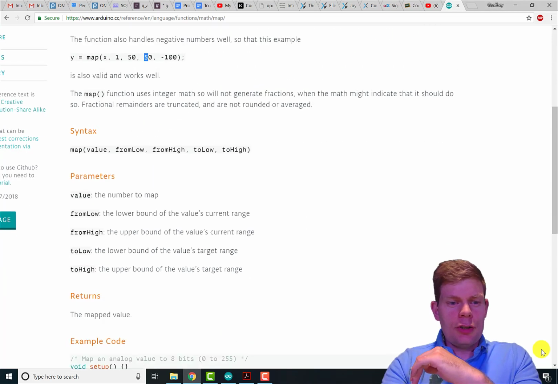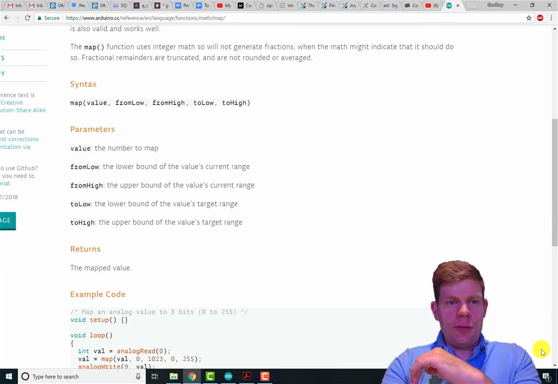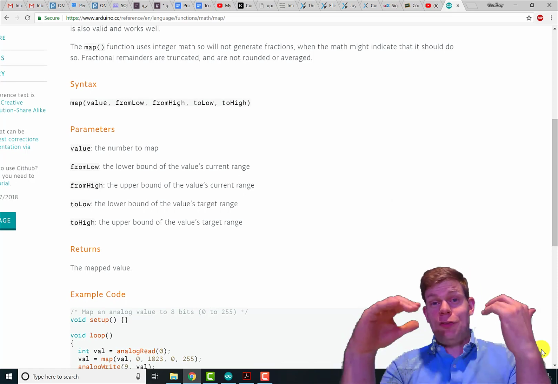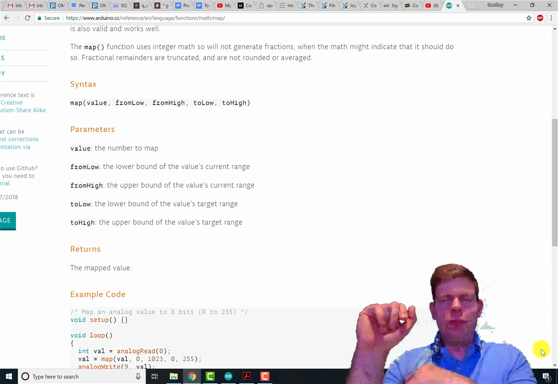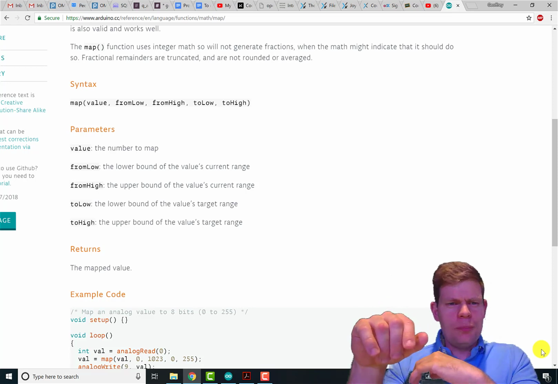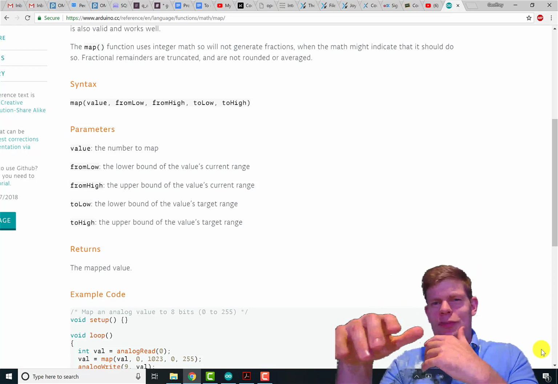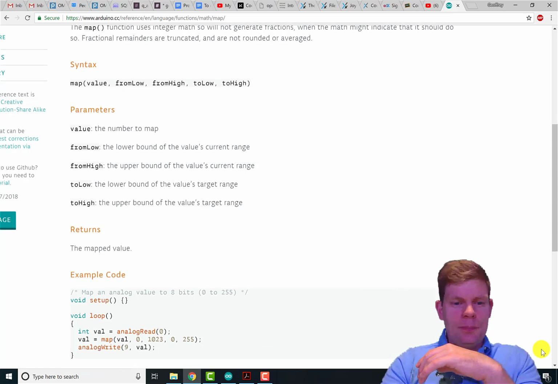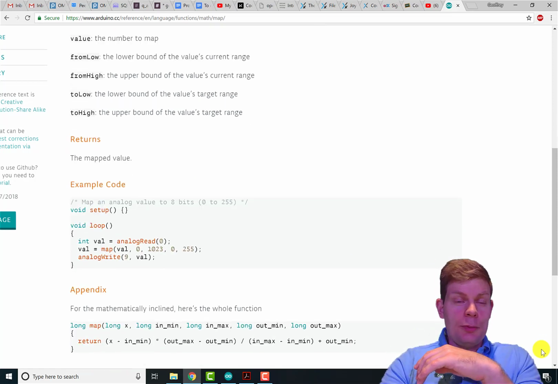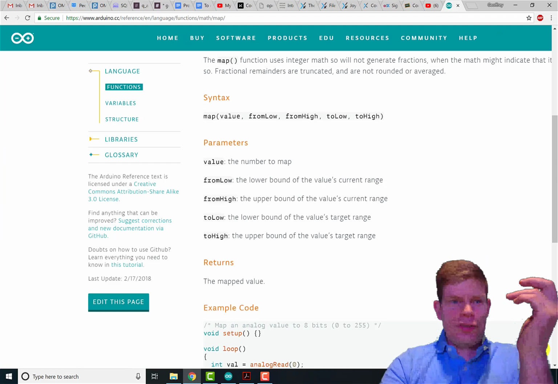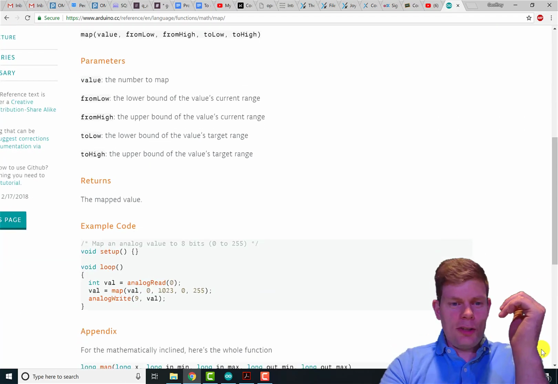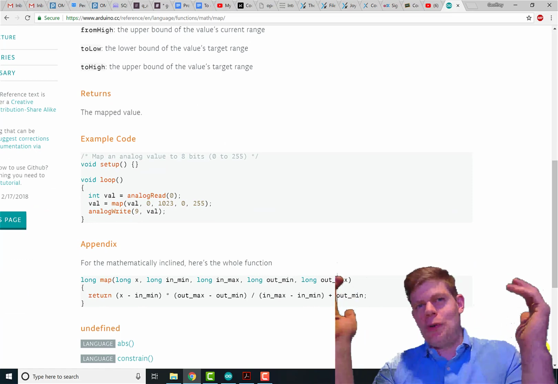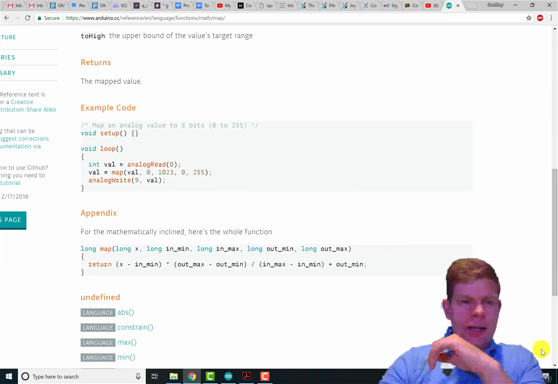So if we go check this out, here's the method header. It takes 5 parameters, which is a bit of a pain, but once you get the hang of them, they're not so bad. Easiest way to get a feel for it is to look at an example. So let's check out the example. By the way, this is just the map page in the Arduino documents. Great thing to look up. Just look up map Arduino and you're good to go.